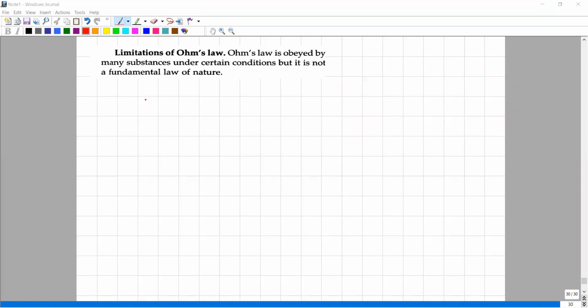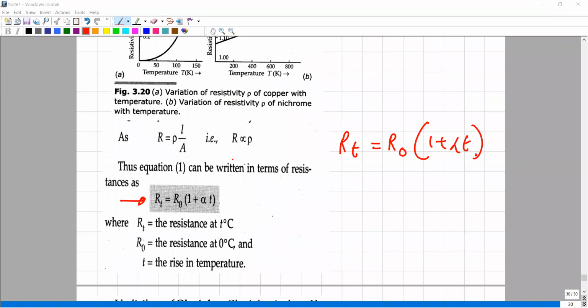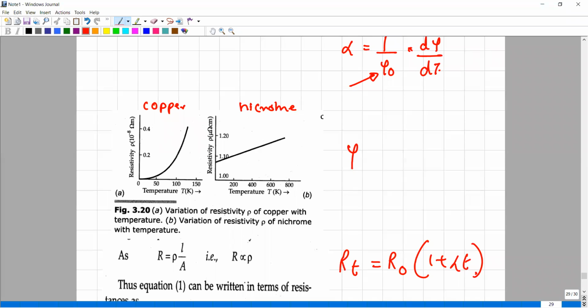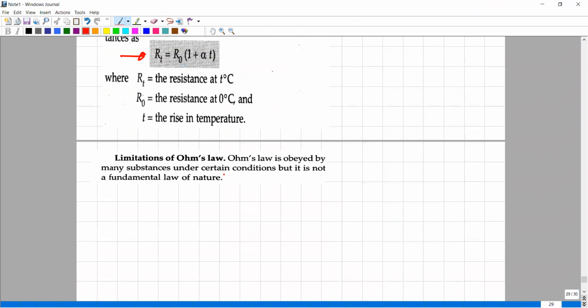Now we see that copper and nichrome show very different behavior in resistivity. That means the resistance of copper will not be increasing at the same rate all the time. The rate of increase changes, the slope of this curve changes, but nichrome is a straight line. If the resistivity changes with respect to temperature, the resistance will also change, and then Ohm's law is not valid all the time. It is only valid under certain conditions.